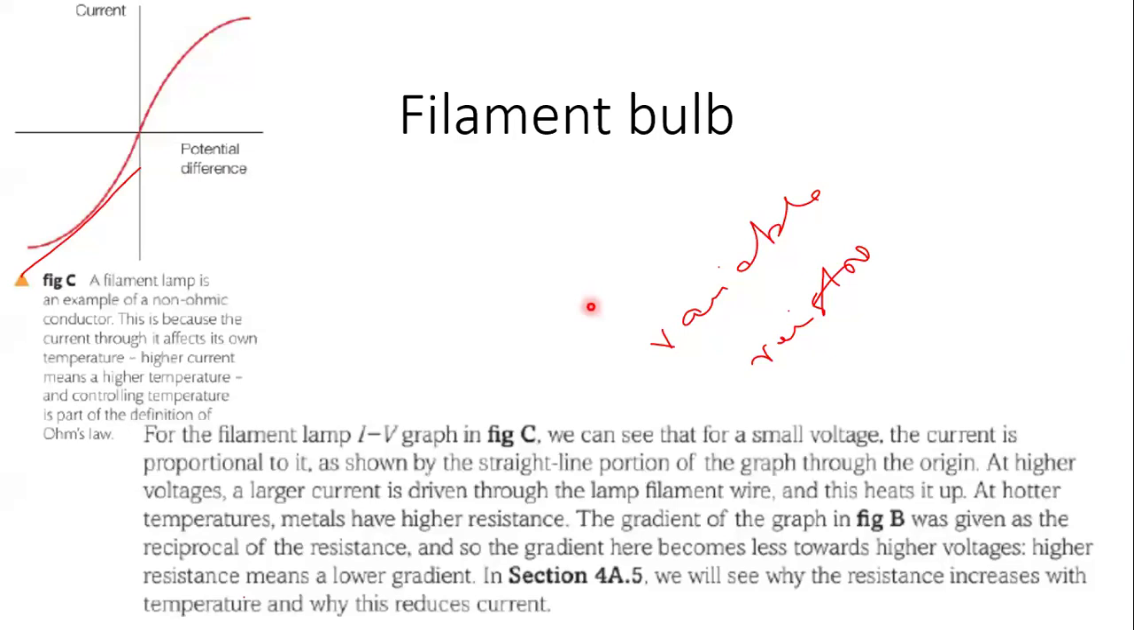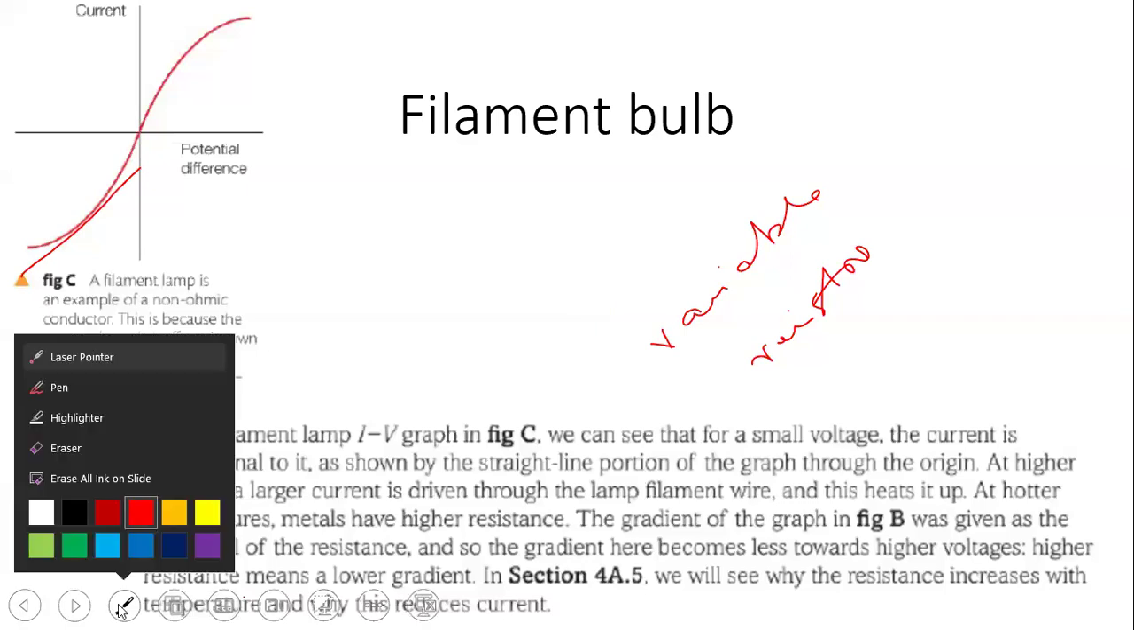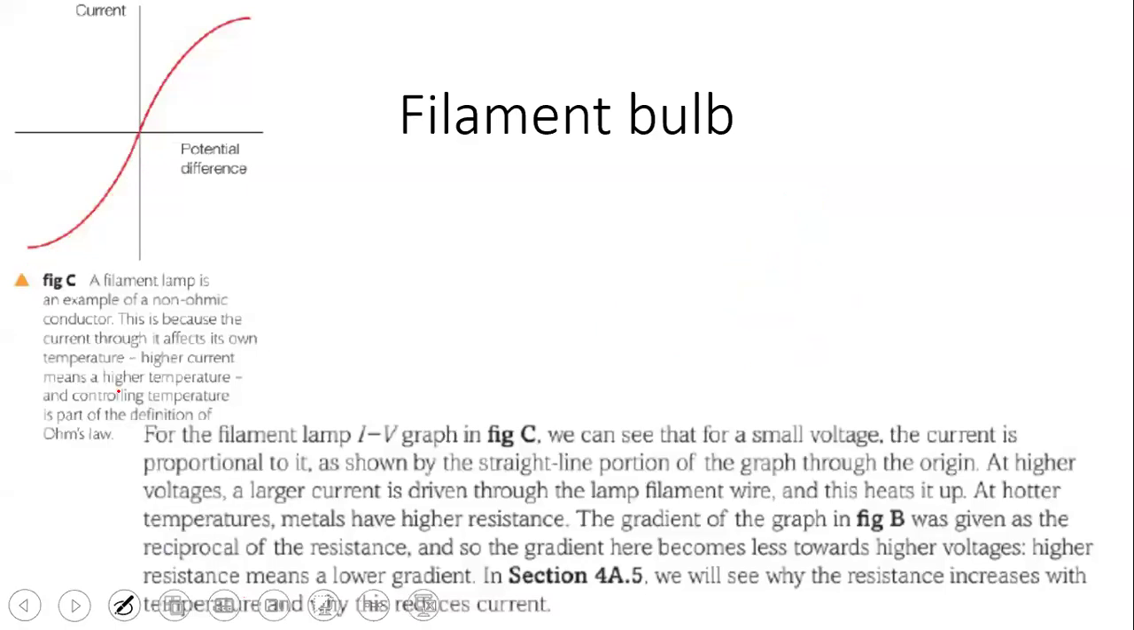We have already studied how an increase in temperature leads to what? An increase in temperature leads to an increase in resistance. So the resistance of the filament bulb will increase. And if we take a look, see, initially the gradient and the gradient later on. Initially, the gradient of the curve is quite high. As the potential difference continues to increase, the gradient of the curve reduces.